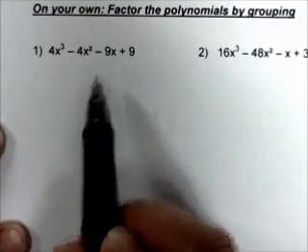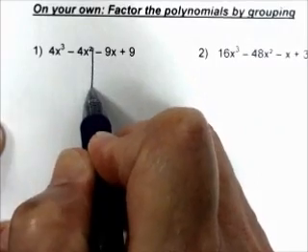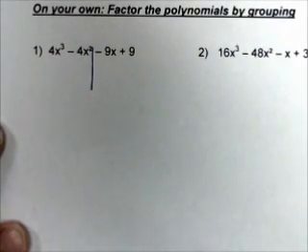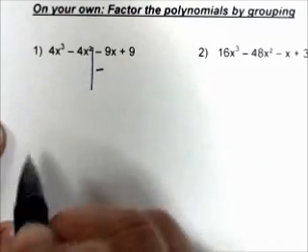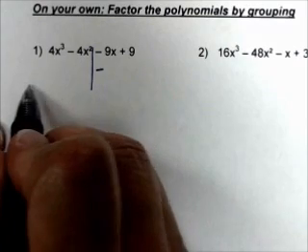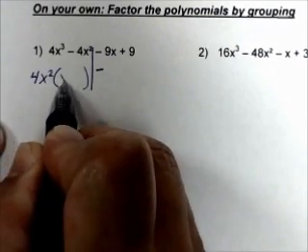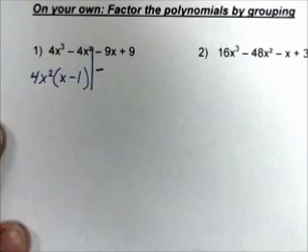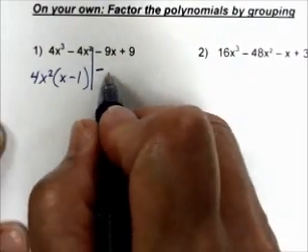Four terms, right away you're thinking grouping. Draw a line at the second term, copy down the operation that follows, and the GCF of 4x to the third minus 4x squared is 4x squared, x minus 1, the other factor. Common to 9x and 9 is 9.